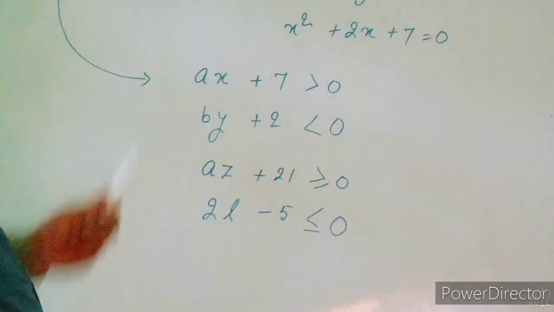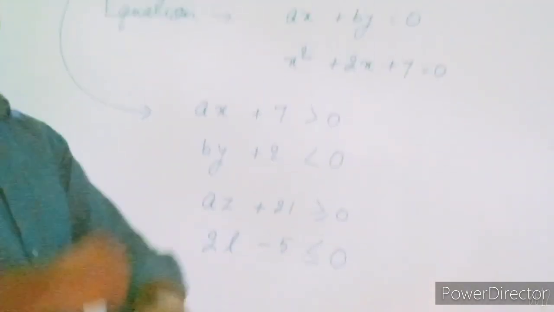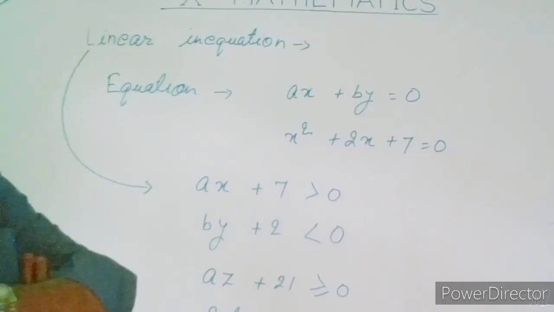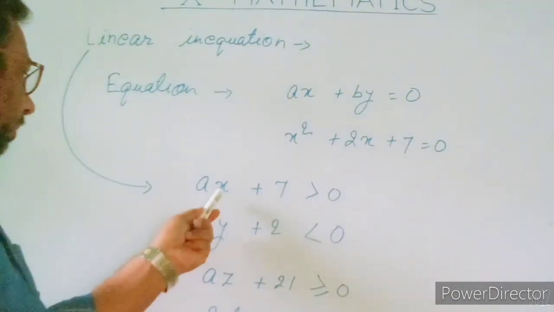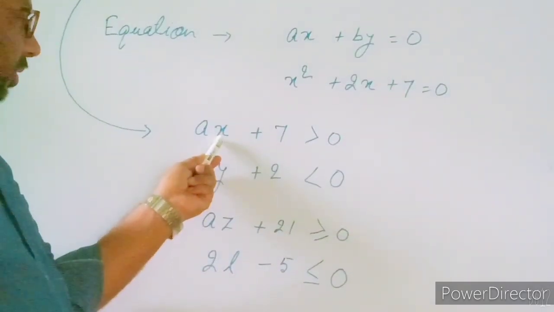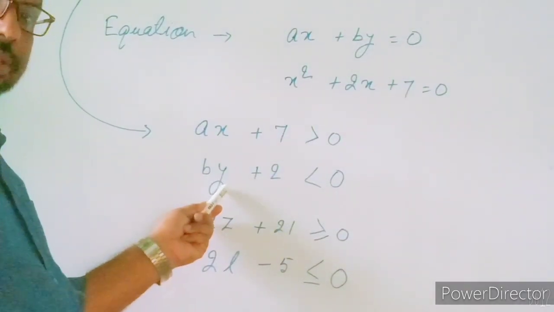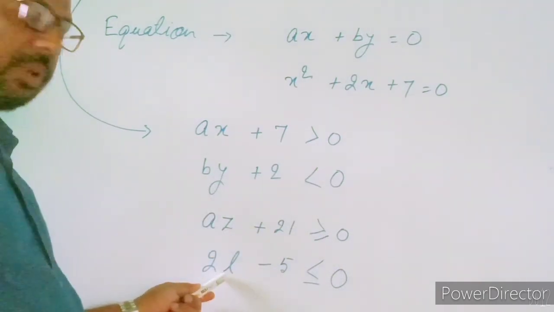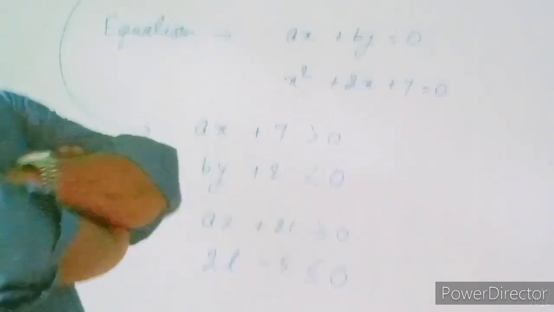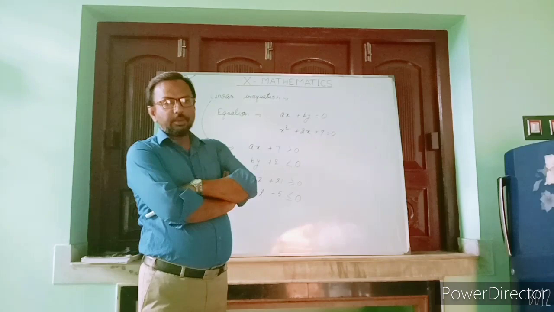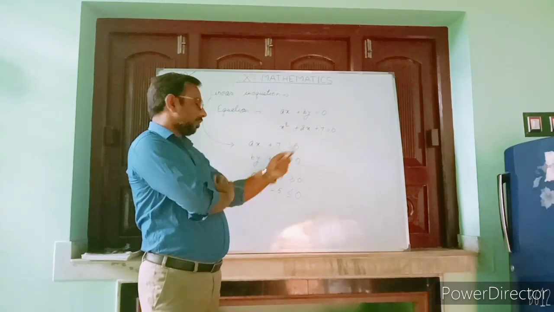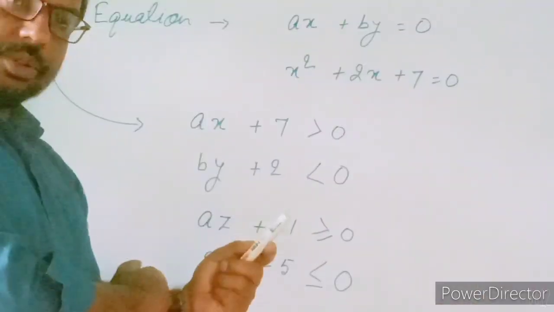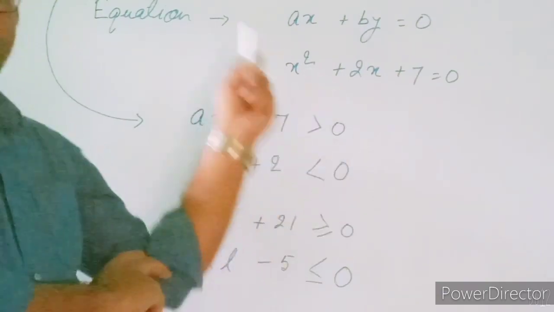I repeat the definition of linear inequation: an algebraic expression of one variable. Here is only one variable. In this, that variable is x. In this, the variable is y. In this, the variable is z. And in this, the variable is l. An algebraic expression of one variable that is greater than 0 or less than 0 or greater than or equal to 0 or less than or equal to 0 is called linear inequation.